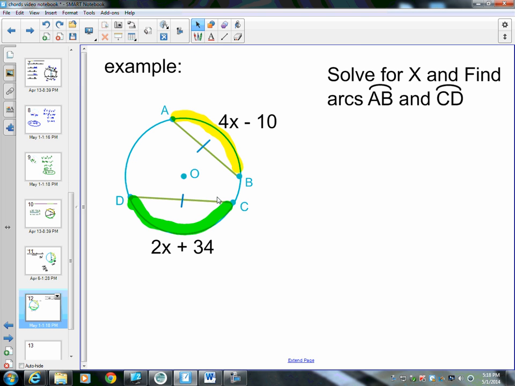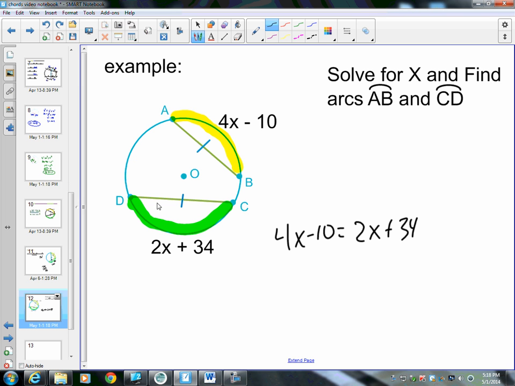Okay, so if these two arcs are then congruent because the chords are congruent, I can set up an equation saying that 4x minus 10, this arc AB, is equal to the arc DC. So I'm going to write an equation. 4x minus 10 is equal to 2x plus 34. Again, because the chords are congruent, their arcs also have to be congruent. Now this is just a simple two-step algebra equation.